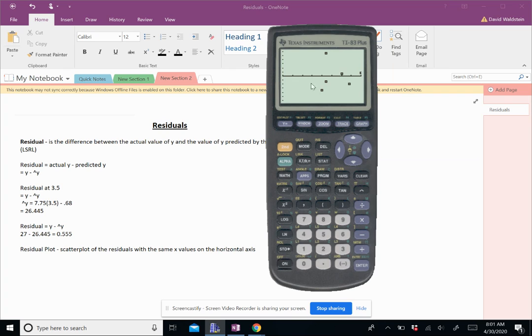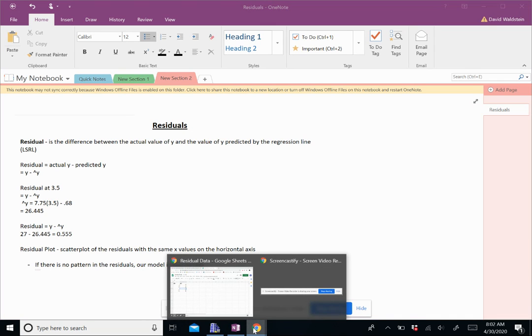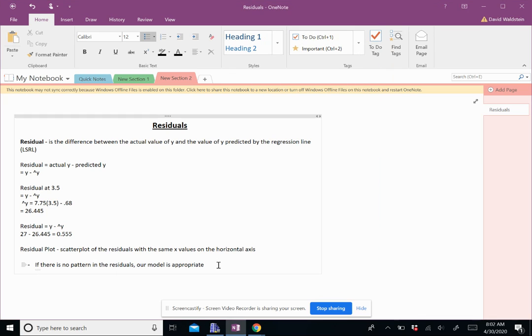We have a couple points above and a couple points below. Something interesting about the residual plot is we want to look for a pattern in the residuals. If there's no pattern in the residuals, that means our model is appropriate. It's appropriate to use a linear model. And we can clearly see there's no pattern. These points are all over the place.